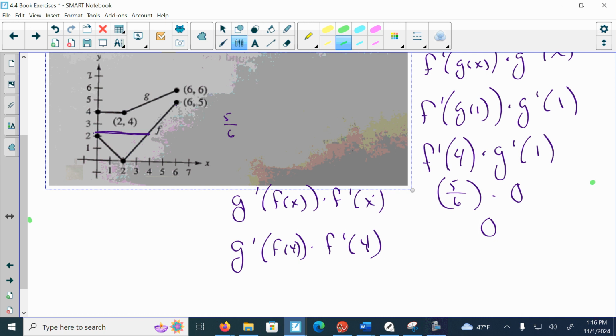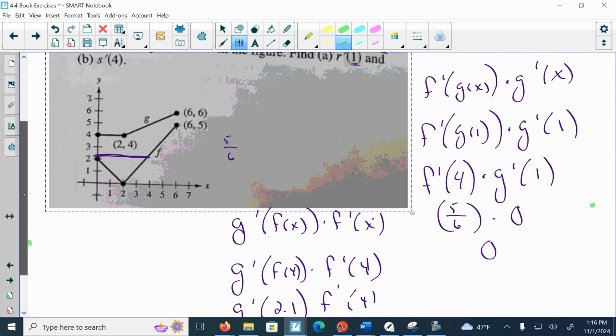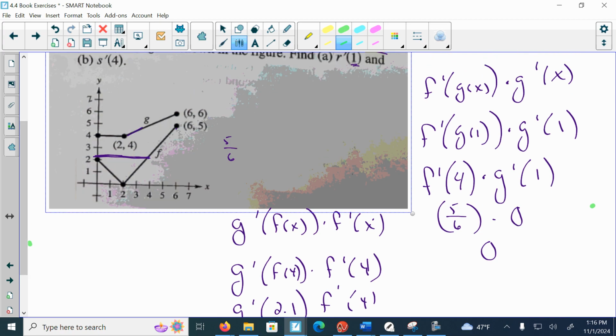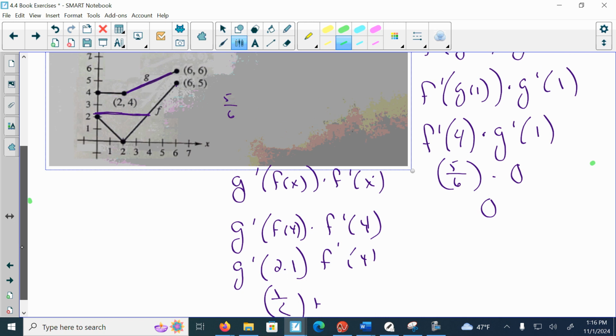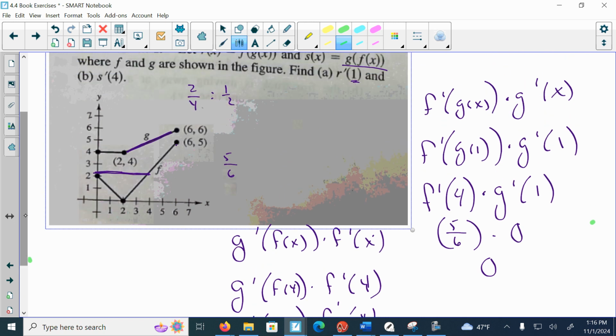So f of 4 is a little bit above 2, so when I go to find the slope, I'm going to put like 2.1, and that's f of 4. So at 2.1 or 2 point whatever, I'm finding the slope of this line here. So my rise from 4 to 6 is 2. My run from 2 to 6 is 4. So that slope is 1/2. And then times the slope at 4. So here's my slope at 4.